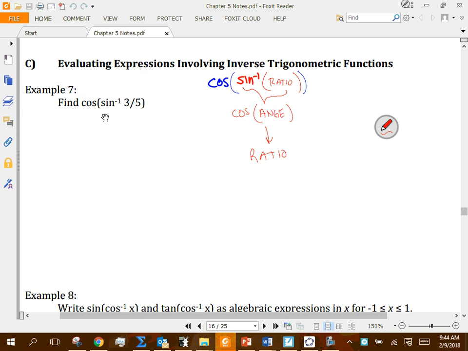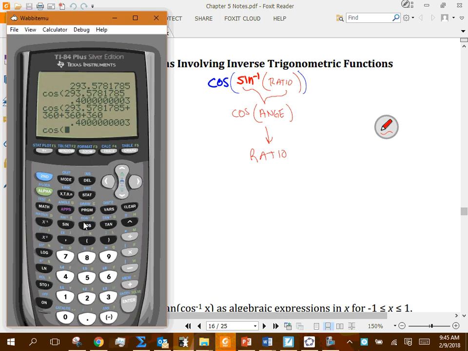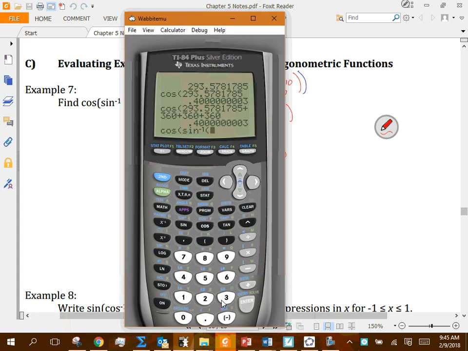Okay? Now this one's really nice because just the numbers work out, and I type in cosine sine inverse of, what is it? Is it 2/5? 3/5?